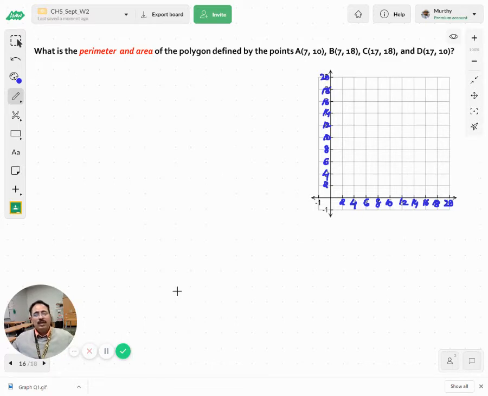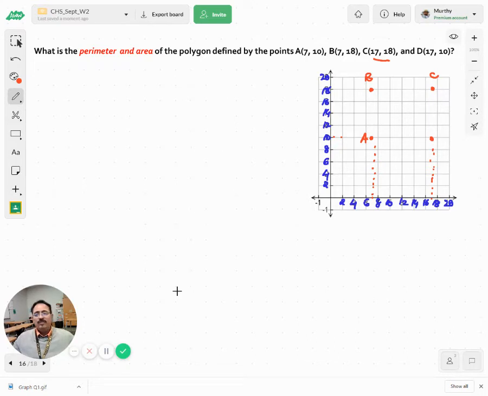Now, let's take the point A. Point A is 7, 10. So x is 7, so 7 is here, and 10 is here. These two are meeting at this point. This is my point A. And next, B is 7 and 18. So 7 goes here, and 18 is here. So this is point B. And next, C is 17, 18. 17 is here, and 18 is here. So this is point C. And D is 17, 10. So 17 is here, and this is 10.